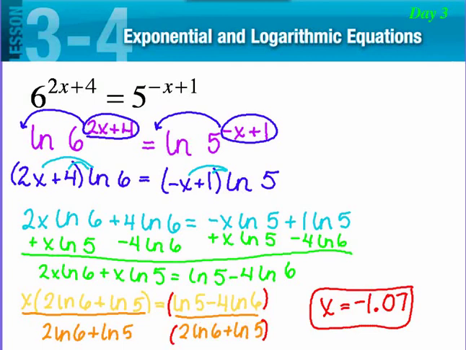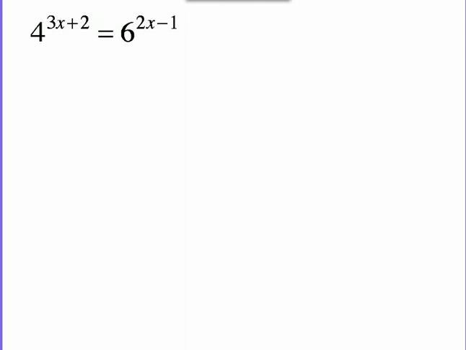Alrighty, let's go ahead and try another one. Okay? Here we go. 4 to the 3x plus 2 equals 6 to the 2x minus 1. We got an L. 4 to the 3x plus 2 equals 6 to the 2x minus 1. Okay, and so in order to get the variables down from the exponent, we need to take ln of both sides.